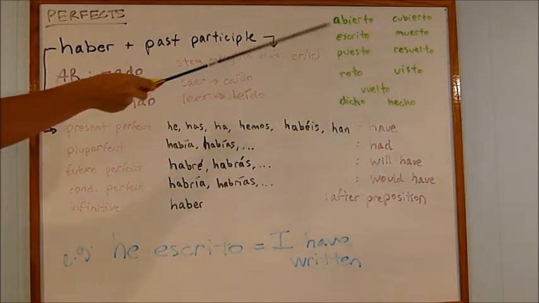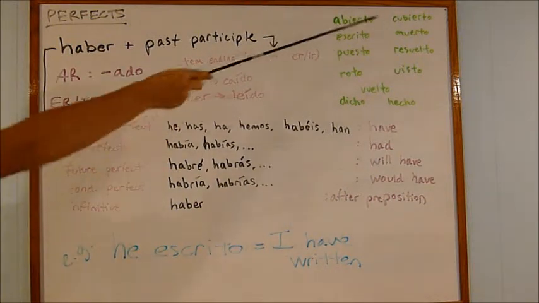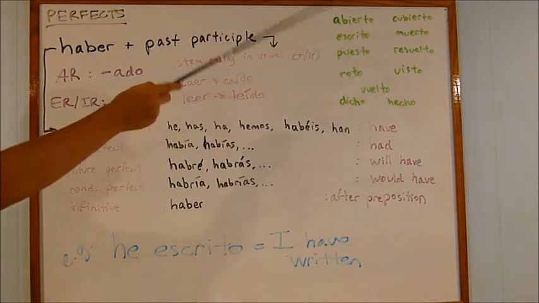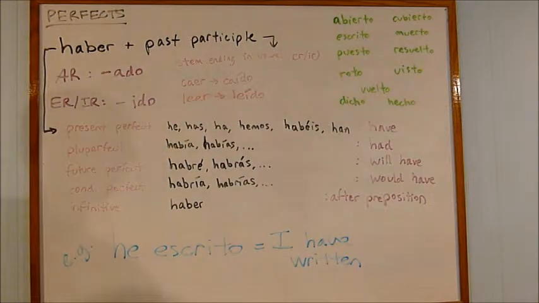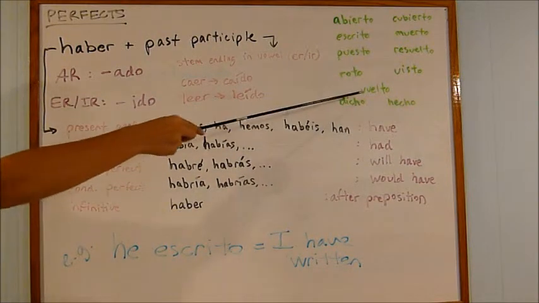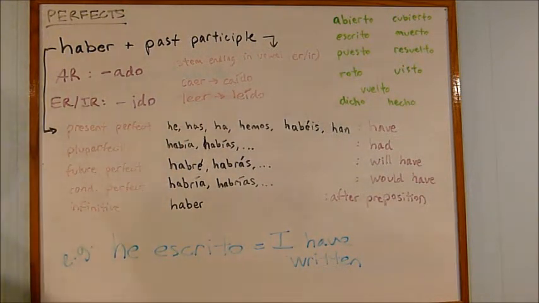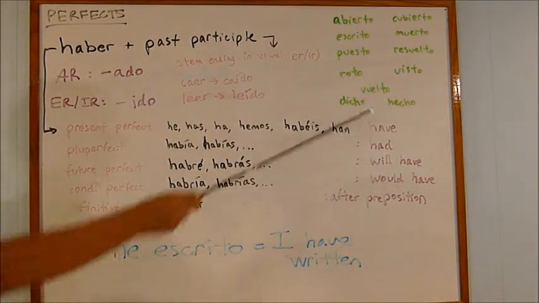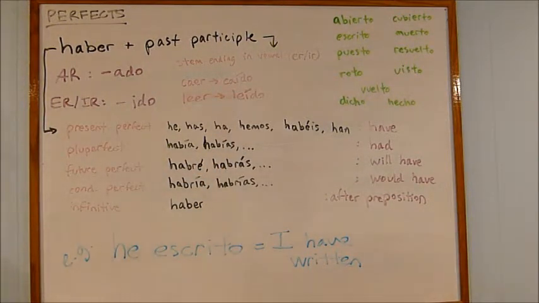So you have abierto from abrir, cubierto from cubrir, escrito from escribir, muerto from morir, puesto from poner, resuelto from resolver, roto from romper, visto from ver, vuelto from volver, dicho from decir, and hecho from hacer. And so you just have to memorize those because they're irregular. You can't use this normal rule.